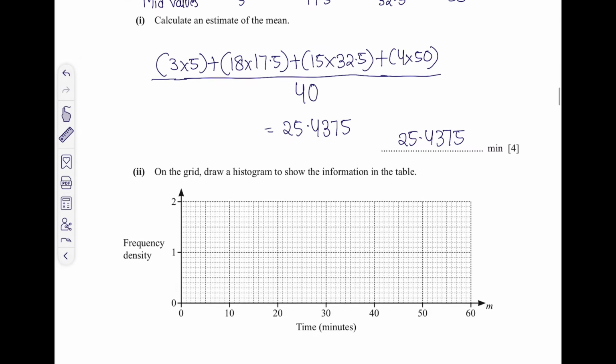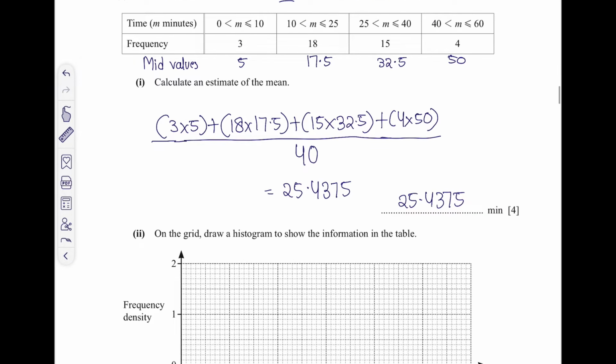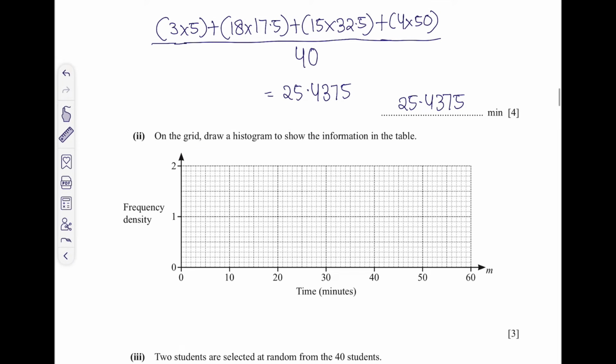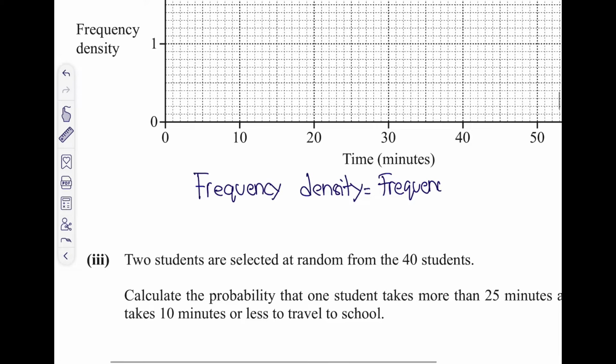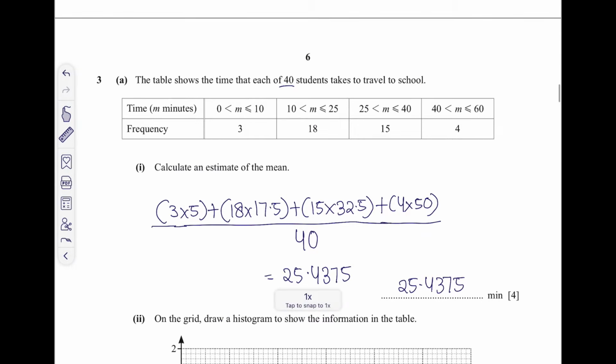Now in order to draw the histogram, we basically have to use the frequency density. Frequency density is basically the frequency values over the class width. There's an important formula here: frequency density is basically frequency divided by class width.